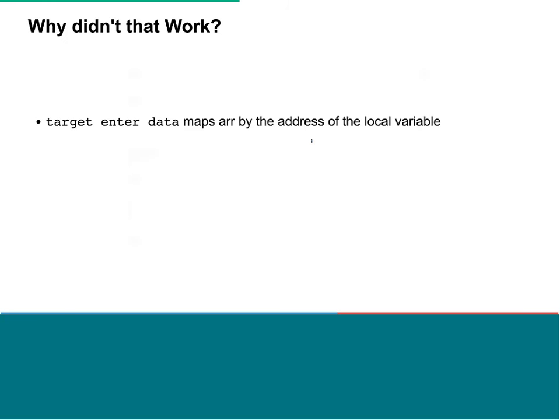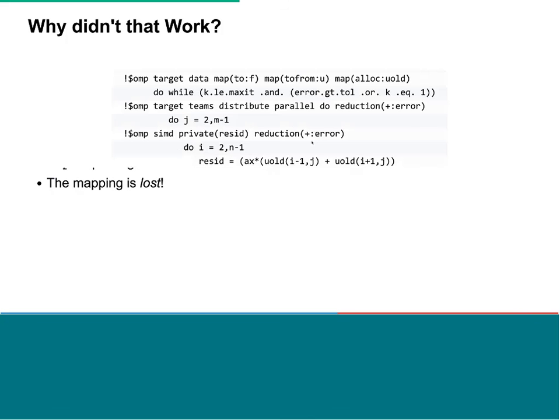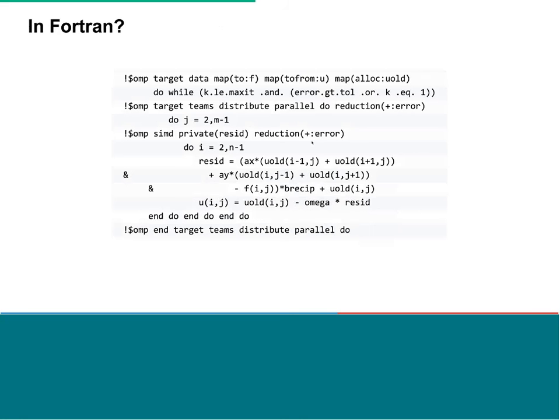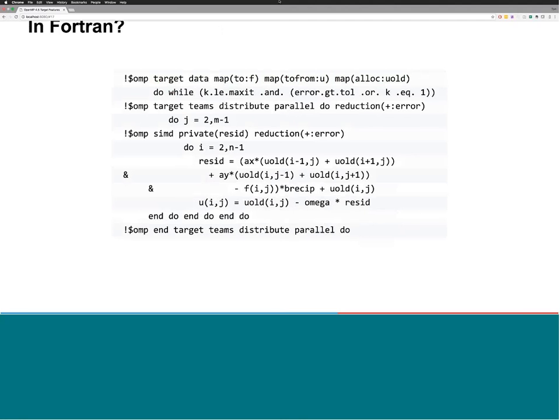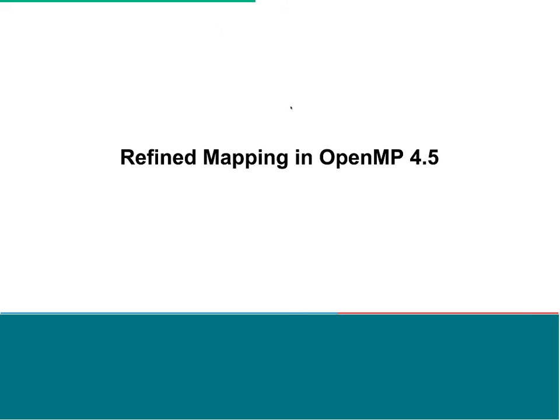Now, why not? It's being mapped by the address of the local variable. That means map fails to find it because it's looking for the address of a non-existent stack variable. It gets mapped again, and the first mapping is lost. Now, a Fortran example of a similar thing would be this target data map. Notice that the array section syntax is frequently not necessary for Fortran, even for arrays, because the shape is known. We can come back to this potentially later.